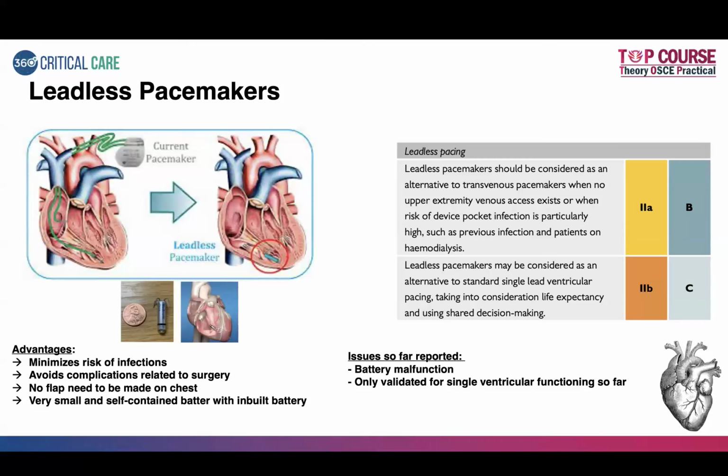Via fluoroscopy itself, via femoral route, it can be implanted in the right ventricle, and that can lead to generation of impulses, thereby aiding in your rate modulation. It is increasing your heart rate. So the advantages are it minimizes the risk of infections. It avoids the complications related to surgery. There is no flap that needs to be made on the chest, and it is very small and self-contained, with the inbuilt battery.